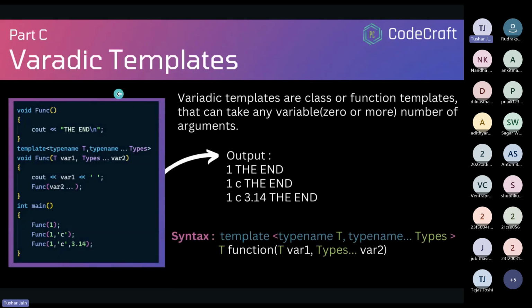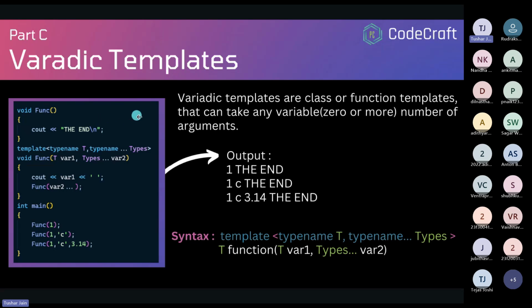So the next is variadic templates. Sometimes what we need is templates in which we can have multiple arguments, and we might not know how many arguments we need to give while writing the function. It depends on the use case. So in those cases, we use variadic templates. Variadic templates help us to give 0 arguments, 1 argument, 2 arguments, or any number of arguments.